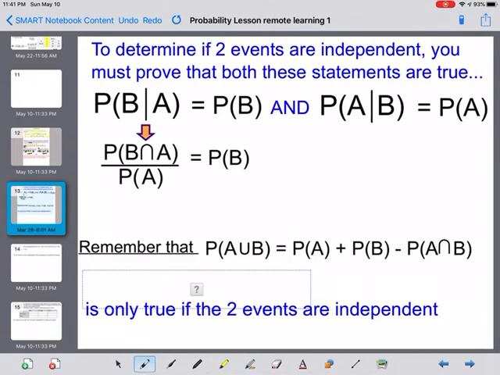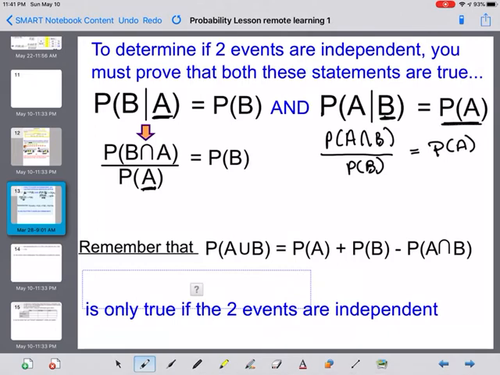Now remember that to find the probability of B given A, you find the probability of B and A divided by the probability of A. Okay? Remember that this is always because it's given that A happened, so A is our denominator. If we're finding the probability of A given B, it's the probability of A and B happening over the probability of B, because here we're in the world of B. And we want to see, is this equal to the probability of A?